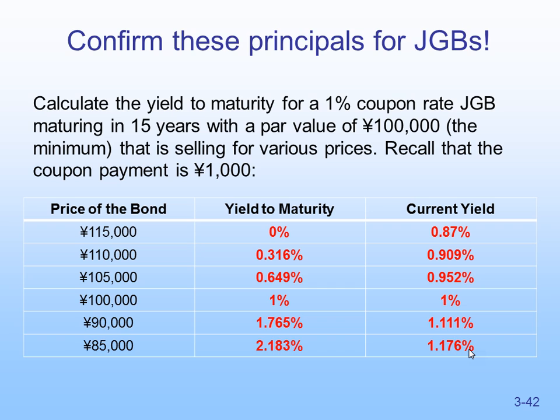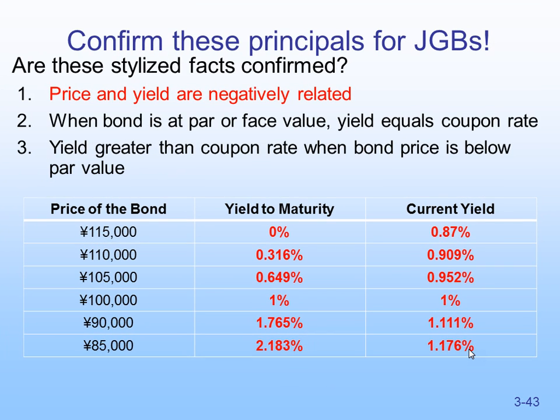The higher the price of the bond, the higher. Let's check this one first. Are price and yield negatively related?